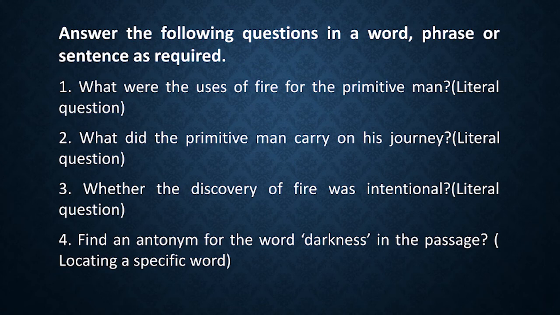What did the primitive man carry on his journey? Firebrand. Whether the discovery of fire was intentional, we have underlined it as accidental. So the discovery of fire was accidental, not intentional. So in this way, you can find your answers if you underline it while going through the passage. Find an antonym for the word darkness. We have underlined, while going through the passage, illumination. The opposite of darkness, or the antonym of darkness, is illumination.